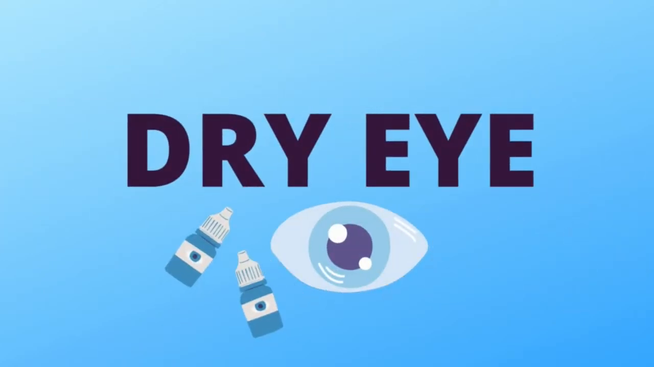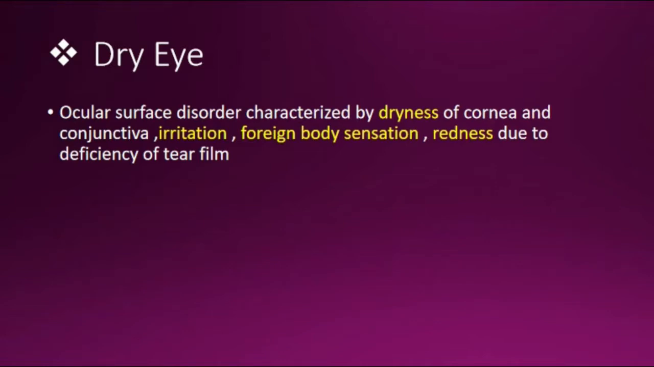Today I am going to discuss a very important topic, dry eye. So let's start. Dry eye is an ocular surface disorder characterized by dryness of the cornea and conjunctiva, irritation, foreign body sensation, and redness due to deficiency of tear film.